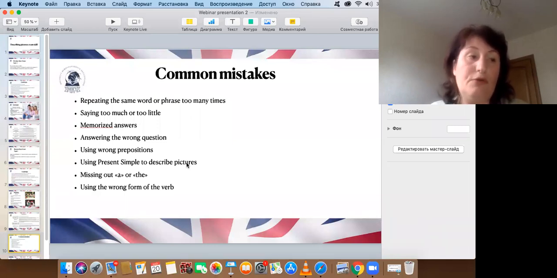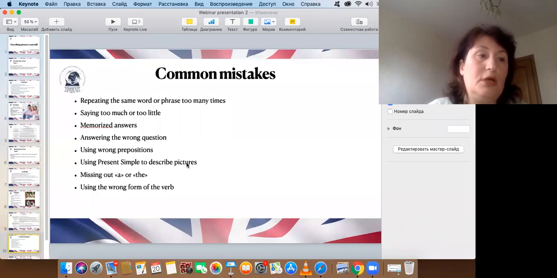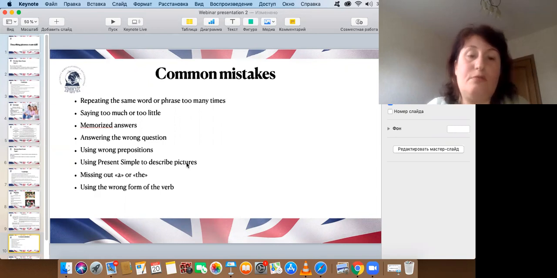Well, and using the wrong form of the verb. It's very common, a really common mistake is not matching the form of a verb with the subject of a sentence. The photo show us people in the cinema instead of shows, okay? Or both pictures shows us. Okay, this is a mistake.